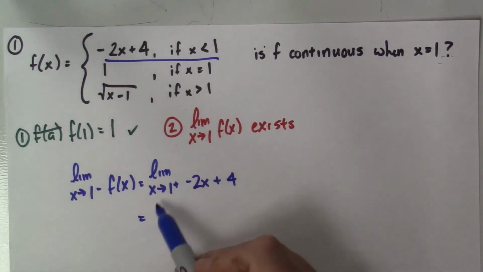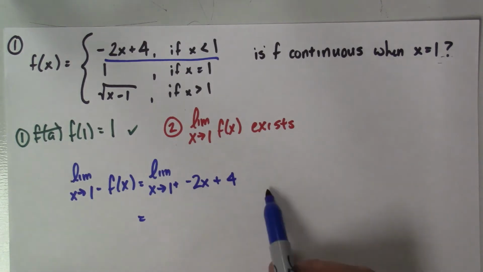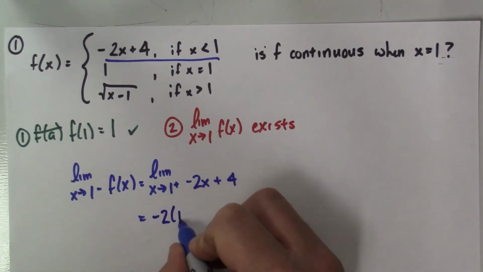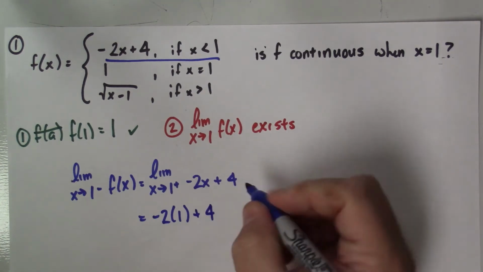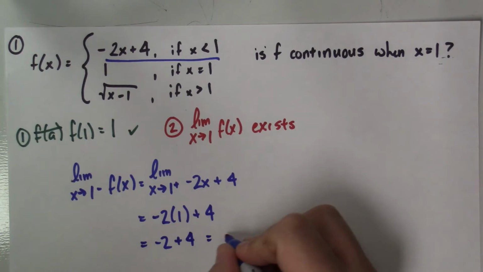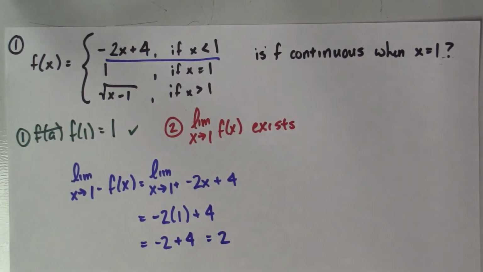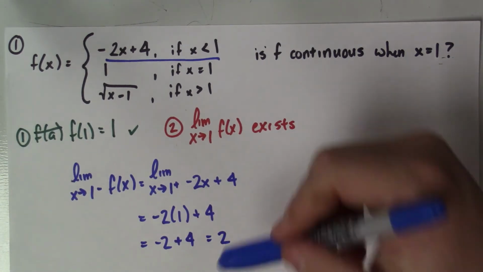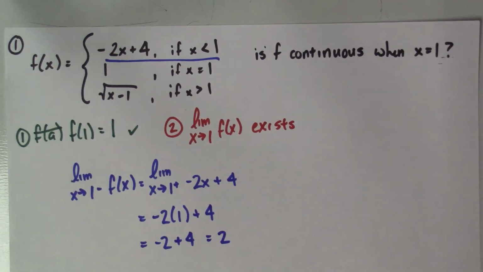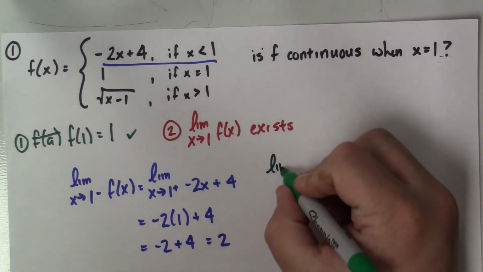Well, no domain restrictions, so I can just substitute in. So I've got negative 2 times 1 plus 4, or negative 2 plus 4, which is 2. Now, I am hoping that already you're starting to see a problem, because that's 2, that's 1, not a good sign for continuity.